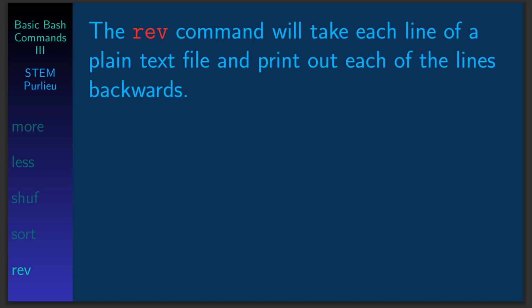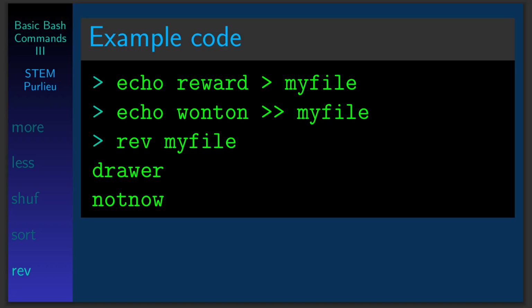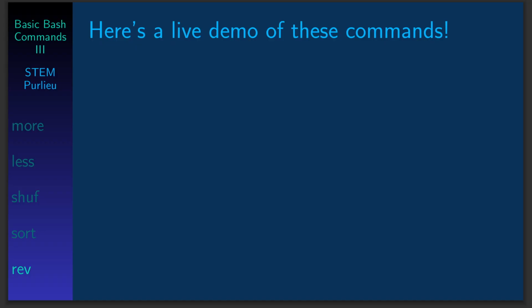The rev command will take each line of a plain text file and print out each of the lines backwards. Here's some example code. We can echo the word reward to a file. We can append wonton to the file. Then we can use the rev command to reverse each of these words. Here's a demo of these commands.